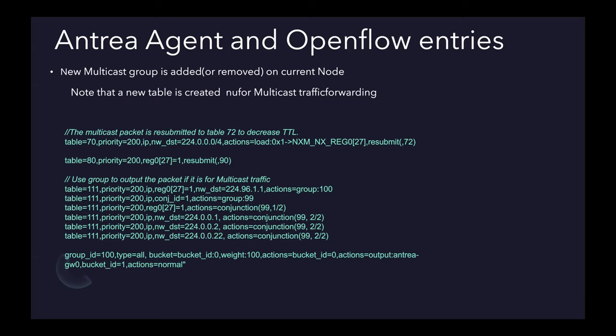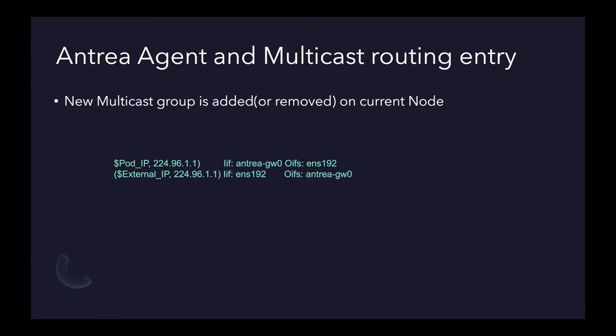And we also want to add multicast routing entry according to the CRD configuration. The following is the example for multicast routing entry config on a node. In this example, ENS192 is configured as external interface in the CRD. And this is the output of IP multicast command.